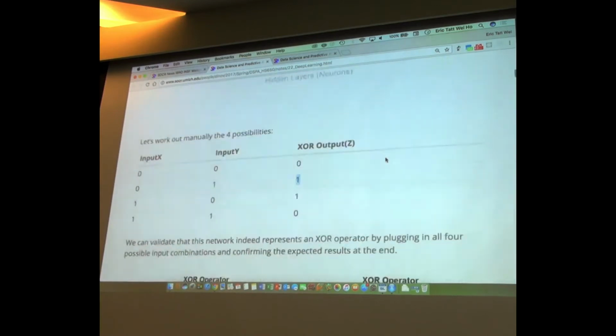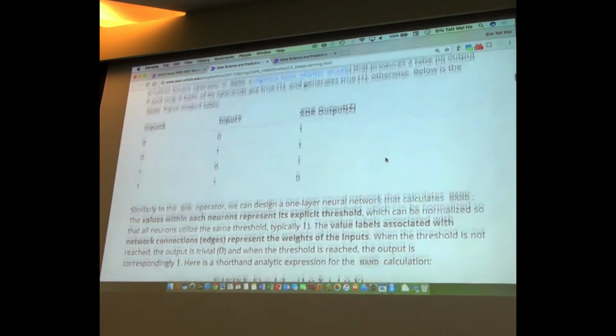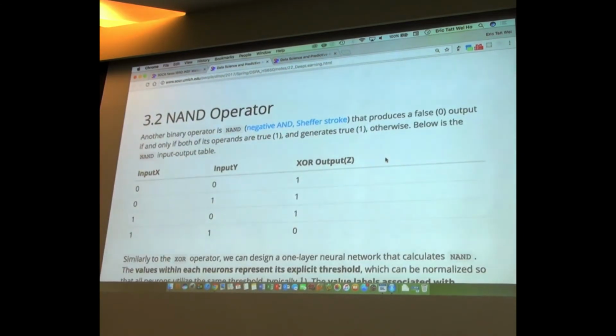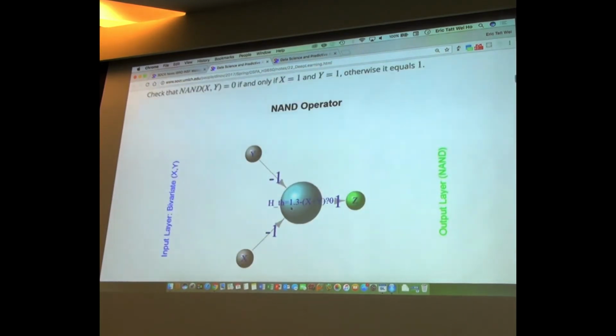So the same thing can be done, and I worked out all the details here if you want to look at them. The next one is NAND, not an AND, which gives you 1 everywhere except when they're both a 1. Pretty much the same thing, except that you have a threshold of 1.3 that you need to exceed. And 1.3 is not important, it could have been 1.5. It needs to be a number between 0 and 1 to output what you need. And the weights, however, of these guys are -1.